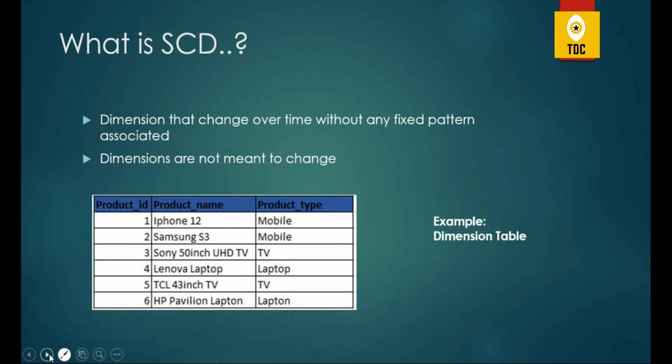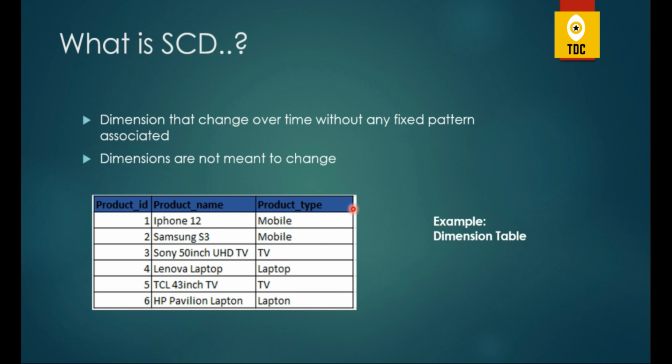However, the behavior of a dimension table is not so. That means even though it changes, it is not as frequent as a fact table. And let us take an example. As you can see, the product table has product ID, product name, and product type.